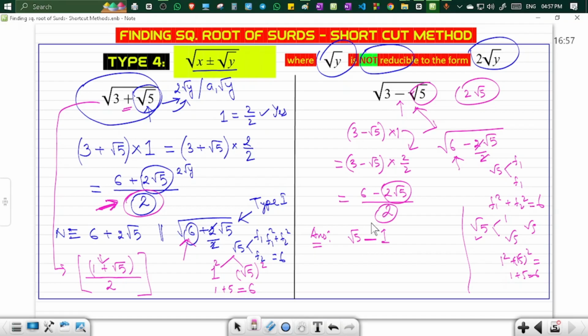But what about this 2? This denominator we left it, right? So divide by 2. This is the answer. Okay. Thank you.